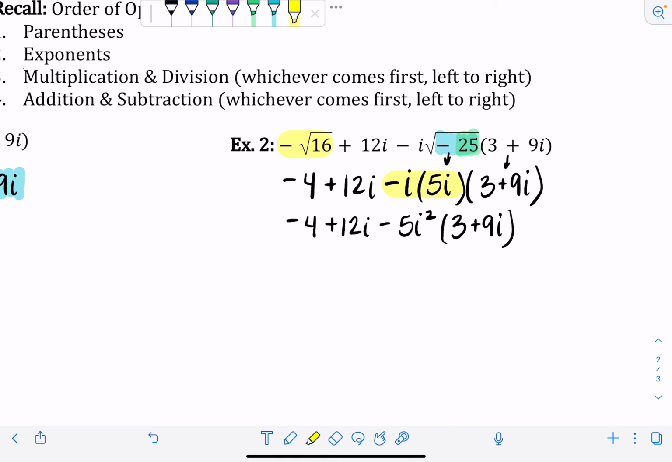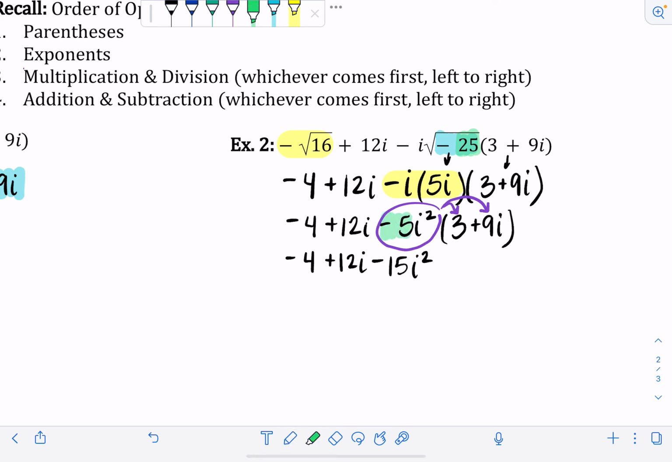And then now finally I have this section condensed enough to where I can go ahead and distribute it into the parentheses. So I'm just going to keep copying this negative 4 plus 12i. There's nothing I can really do with those yet because I still have a bunch of multiplying to do in my order of operations. So I'm going to take this negative 5i squared and distribute it. So it'll be negative 5i squared times 3, which we would do negative 5 times 3, which is negative 15 i squared, and then I'm also going to distribute it to the 9i.